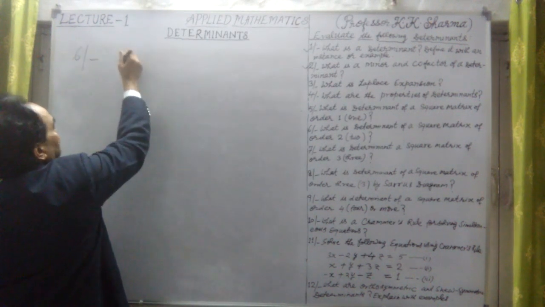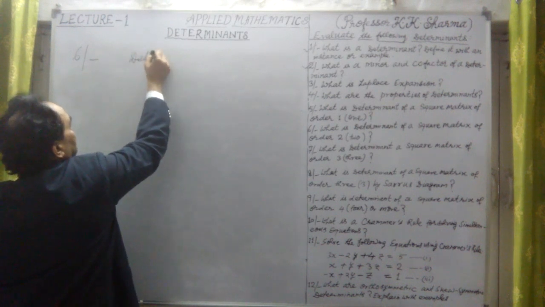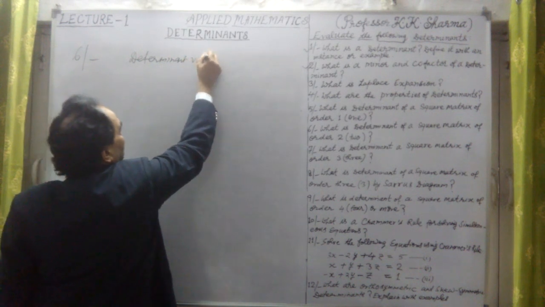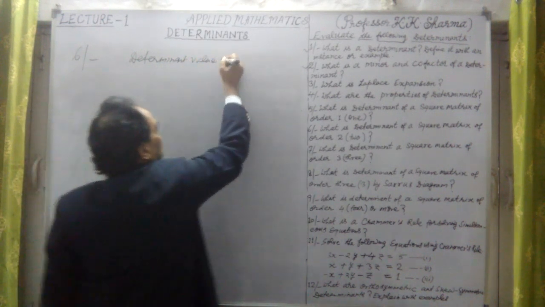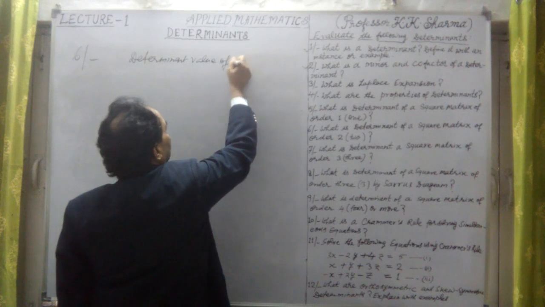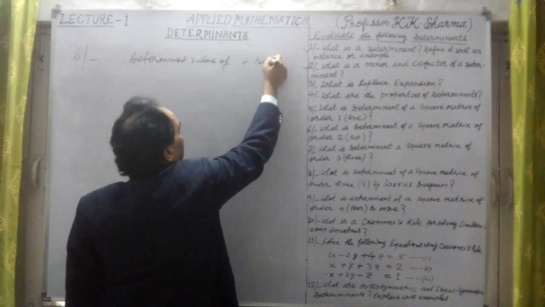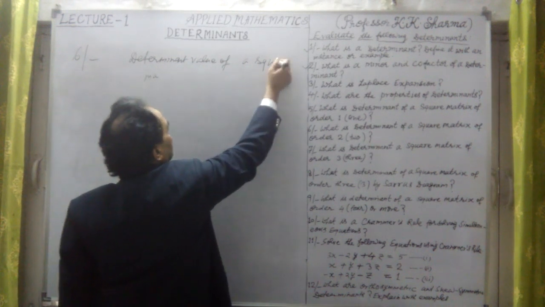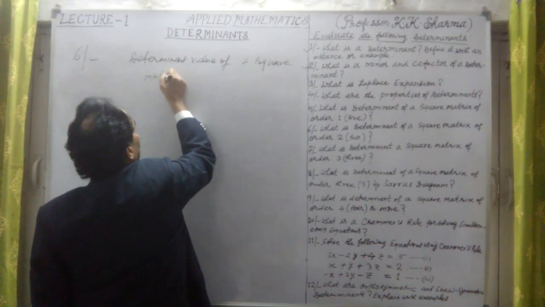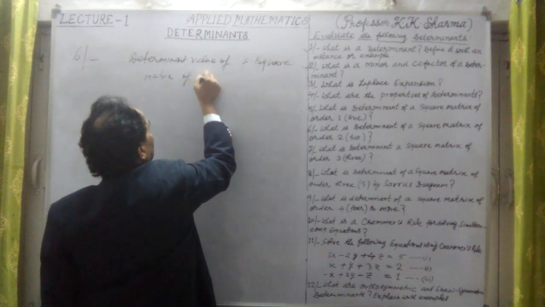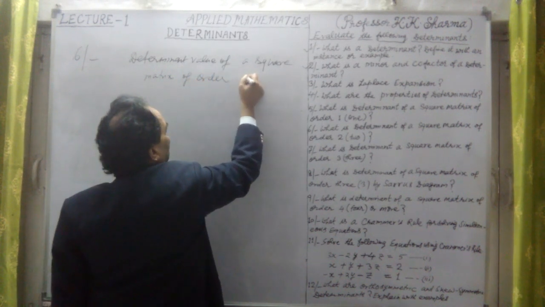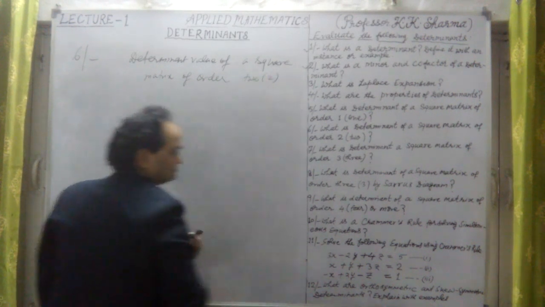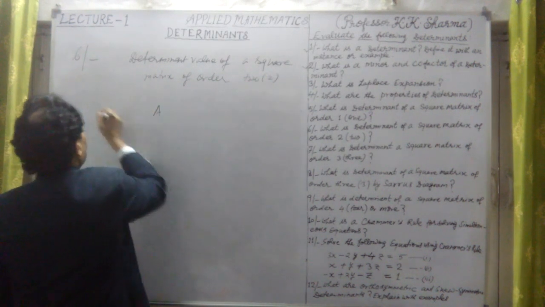Question number 6. Determinant value. How do we calculate that? Determinant value of a square matrix of order 2. Okay, so let me take the solution here.